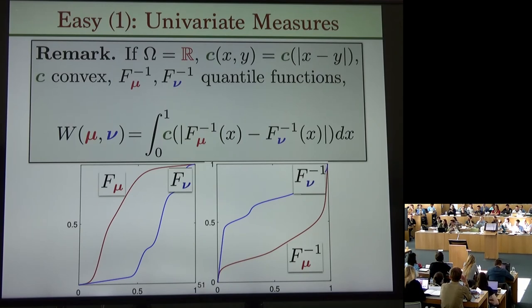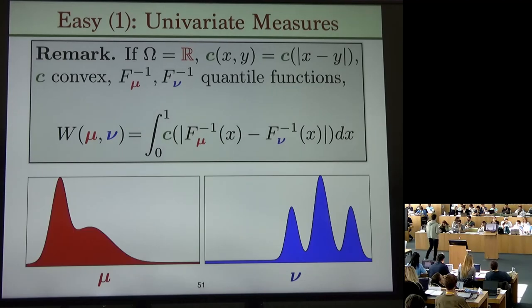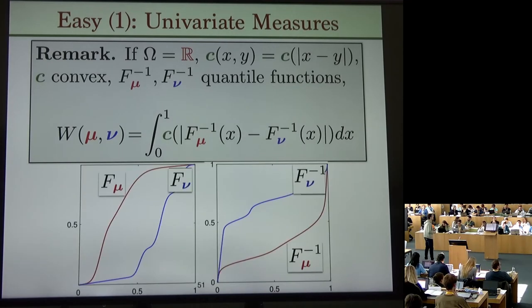If you're used to densities the way they are, let's switch to a CDF perspective. The CDF is just basically the integral of that. And now let's take the inverse of the CDF, and we call this a quantile function. The CDF is a function that goes from minus infinity to infinity, and it's valued between 0 and 1. The quantile is a function that is valued between 0 and 1, and takes values in minus infinity to plus infinity.